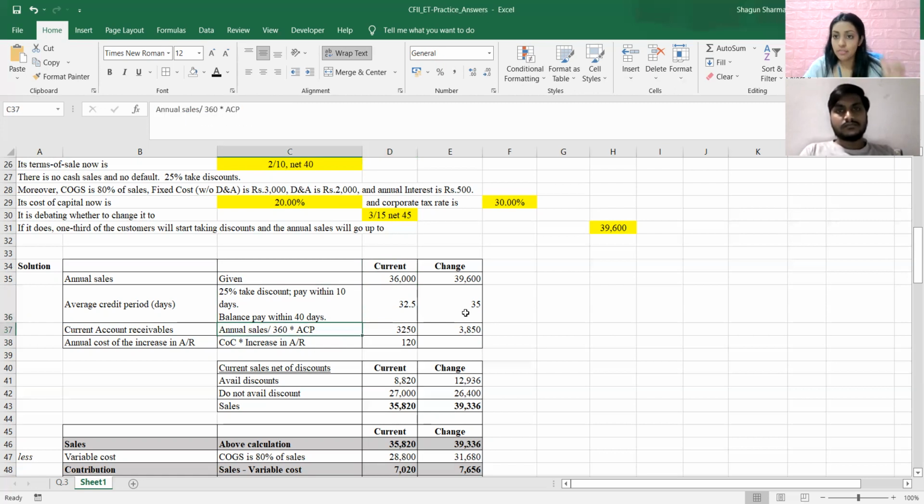Okay, so the formula for current account receivables is annual sales divided by 360 into the average credit period. You find daily sales and then you multiply it by your credit period. So under the current policy, my current account receivables is 3250. Under new policy, it becomes 3850.